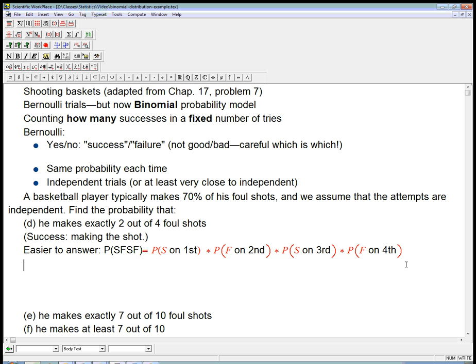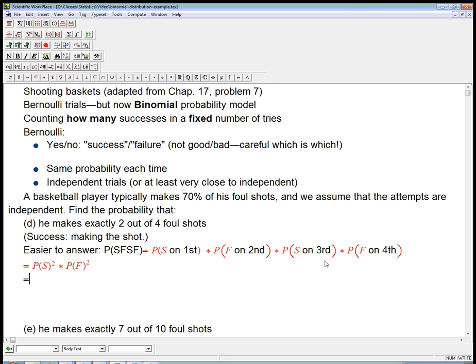So that's going to equal just the probability of success squared, because we have 2 of those, times the probability of failure squared. We have names for those. Those are called p squared and q squared. Because there's 2 successes and 2 failures, it's just the probability of success squared times the probability of failure squared. Very simple, but not the question we were actually asking.